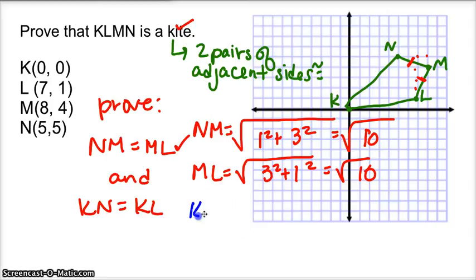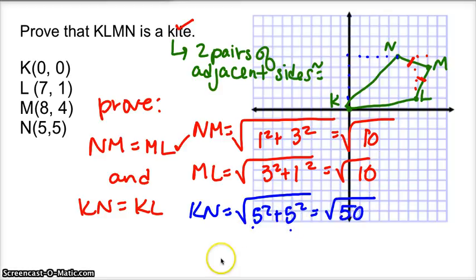Now let's look at KN. Starting at K and going 1, 2, 3, 4, 5. 1, 2, 3, 4, 5. So we have 5 squared plus 5 squared. 5 squared is 25. 5 squared is 25. Those two together are 50.